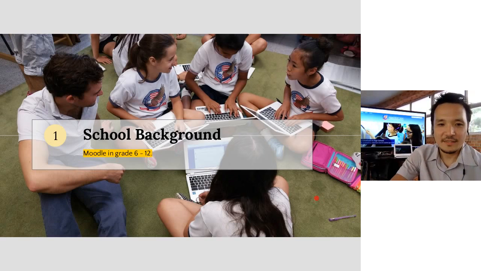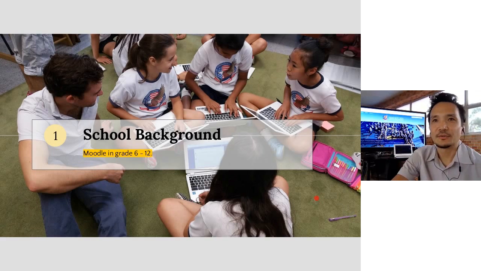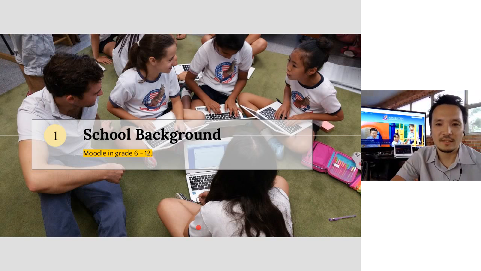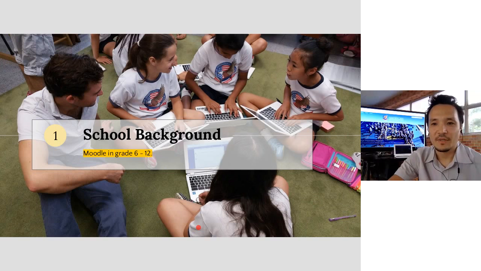Our school is a kindergarten or early childhood all the way through grade 12 international school in Hong Kong. We've got about 800 children. We use a number of different tools, but through grade 6 to 12, Moodle has been there fairly solidly for the last almost a decade in the high school, and maybe 3-4 years in the middle school. We've just got a BYOT program this year, so all of our grade 6 to 12 students bring their own devices.